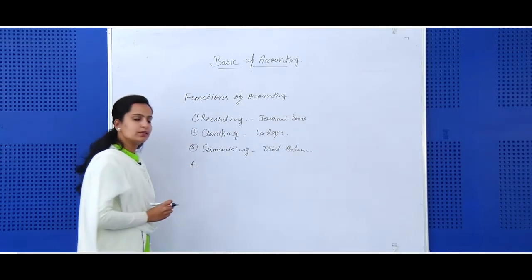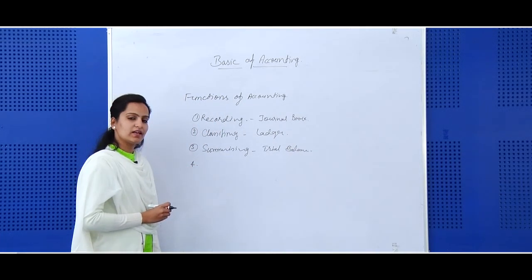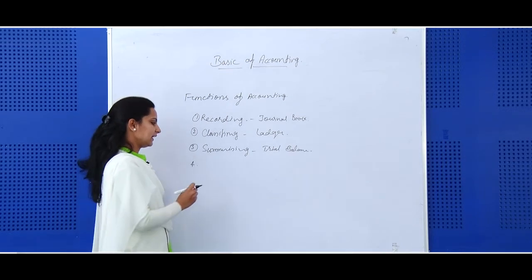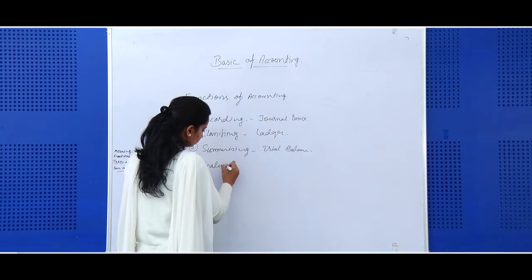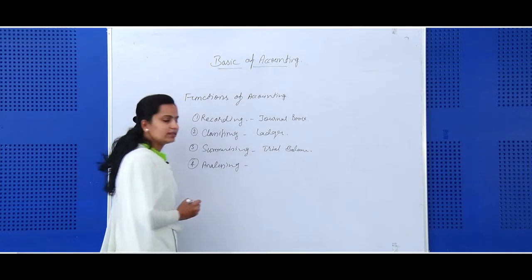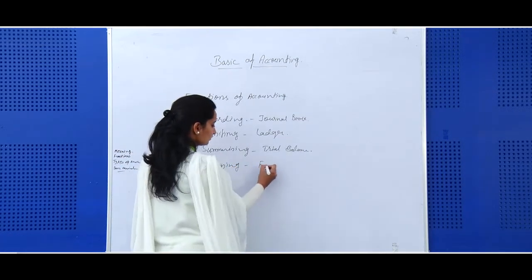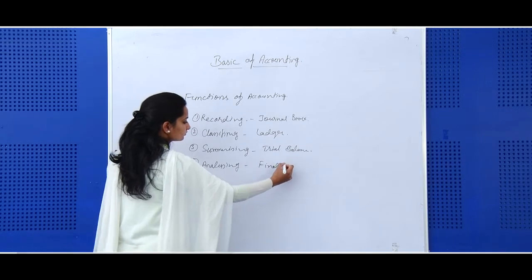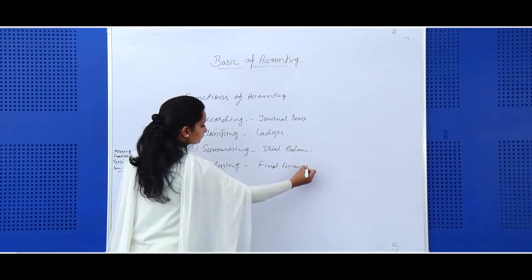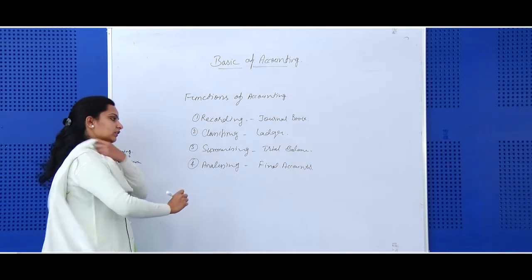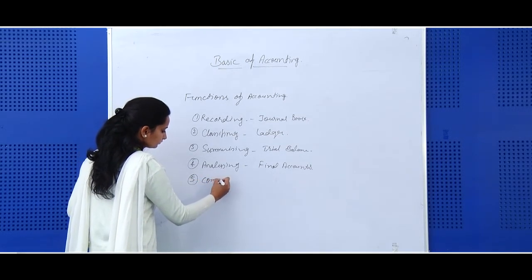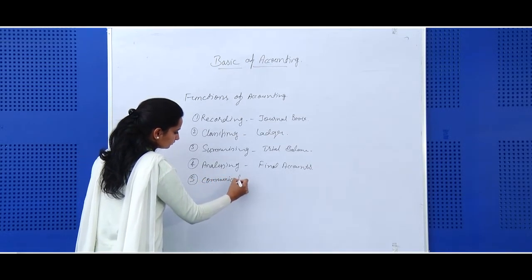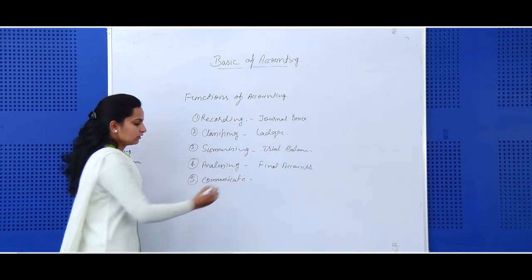Number four, after summarization, the fourth step or function of accounting is analyzing. And that comes in final accounts. The final function is to communicate. That means report.